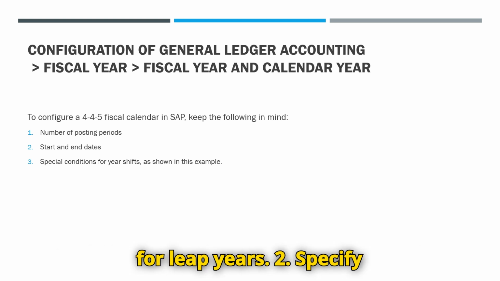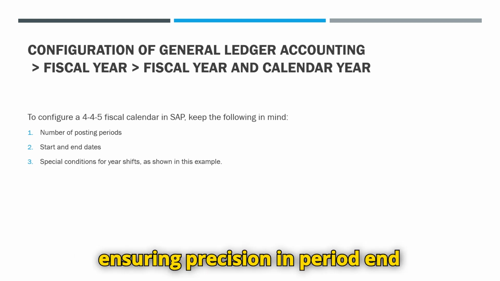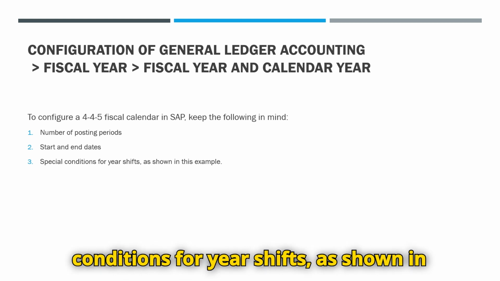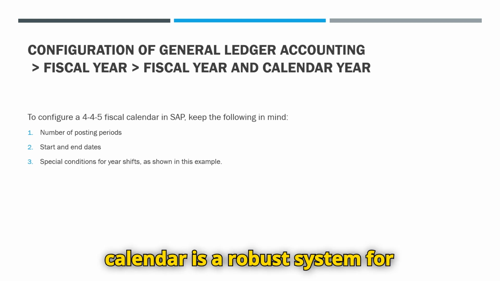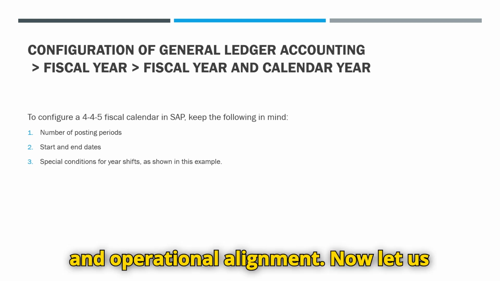2. Specify start and end dates for each period, ensuring precision in period end reporting. 3. Handle special conditions for year shifts, as shown in this example. The 445 fiscal calendar is a robust system for businesses that prioritize consistency and operational alignment.